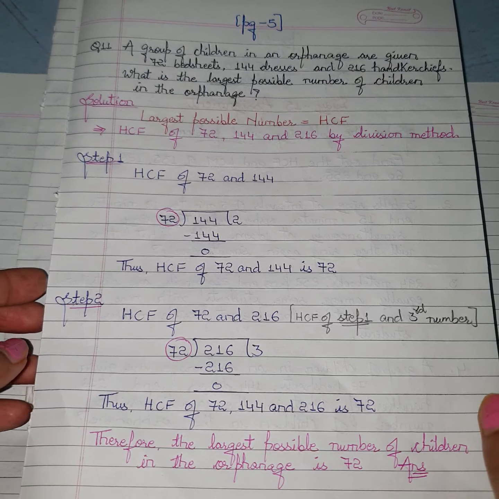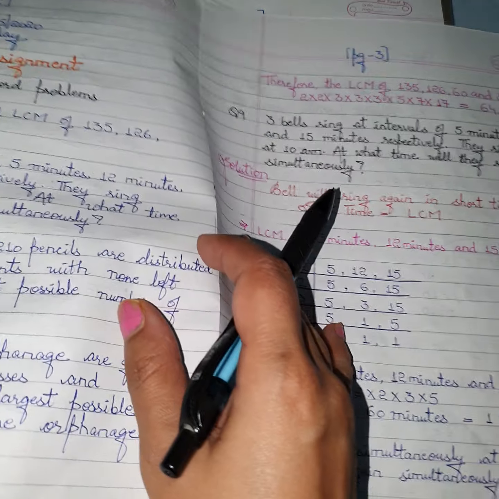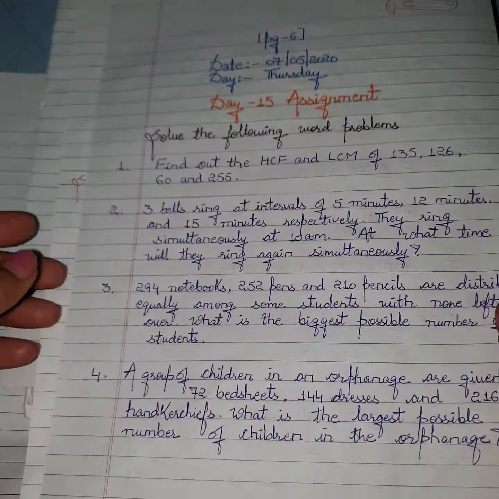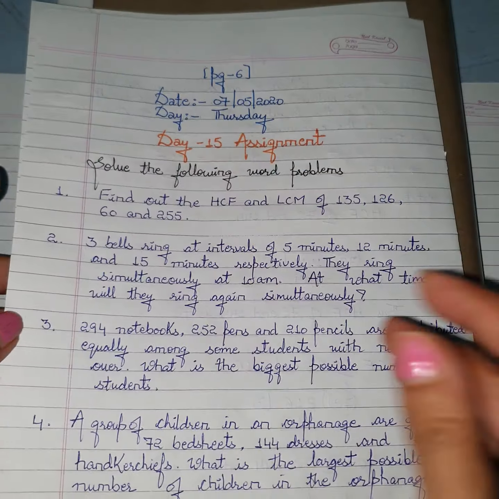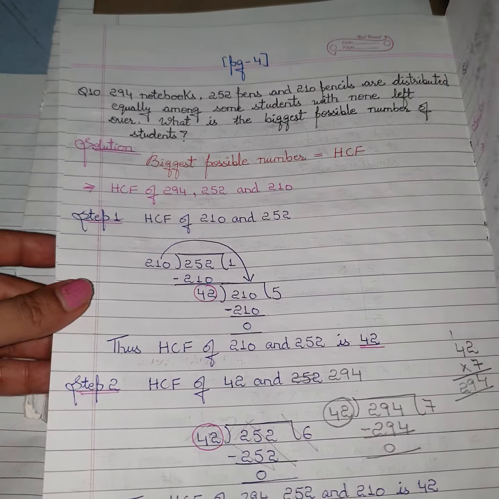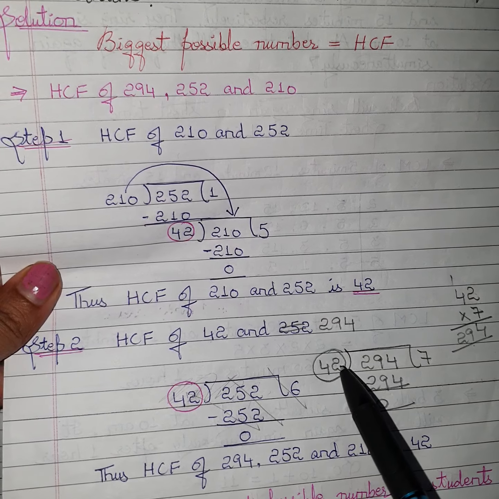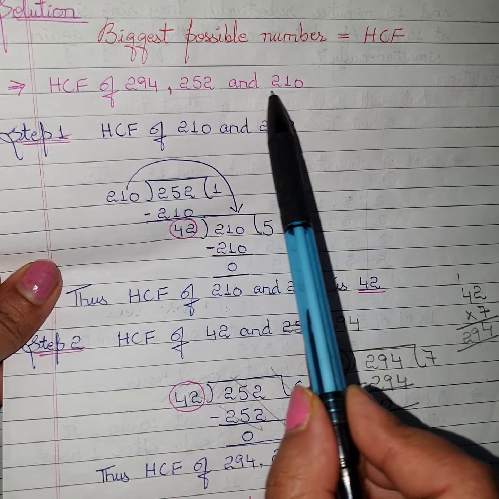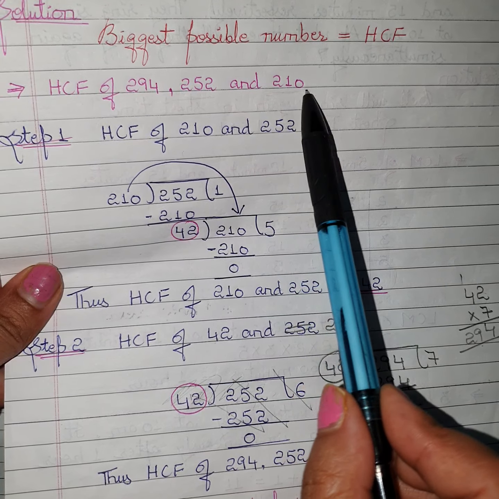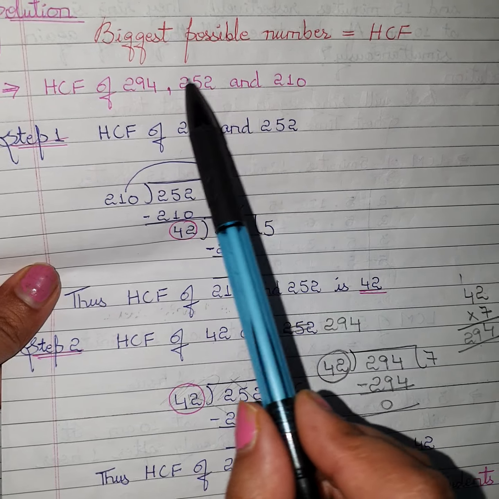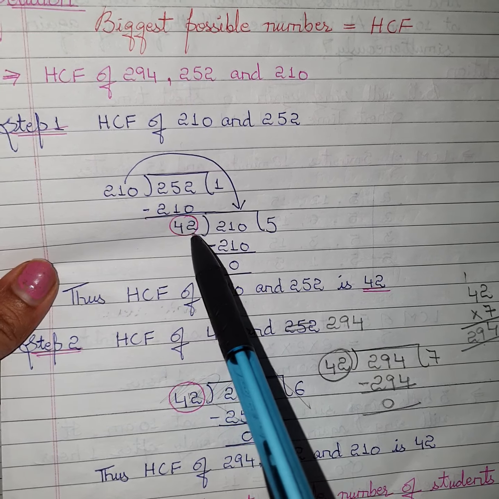Okay students, so this was all about today's topic, and after that I have given you the assignment. But before giving the assignment, let me correct this part again. I hope it is clear to you, but again I am explaining. See, firstly we have taken the first two smaller numbers, 210 and 252. So find the HCF of these two numbers. When you find the HCF, you will get 42.